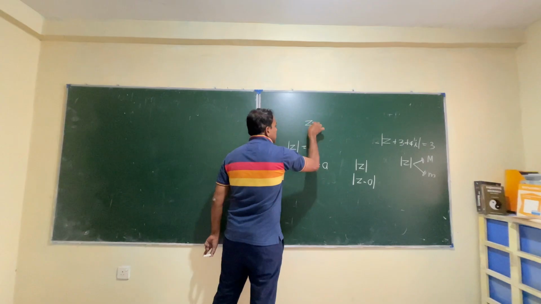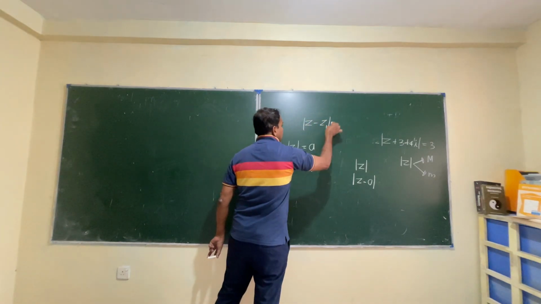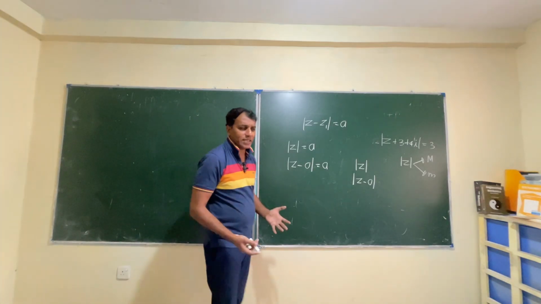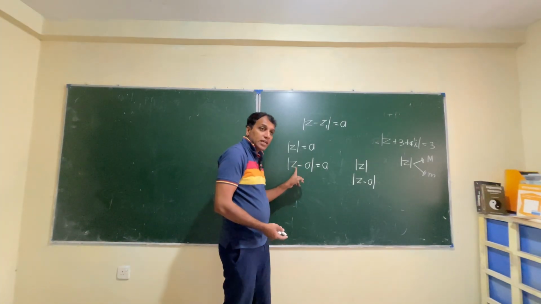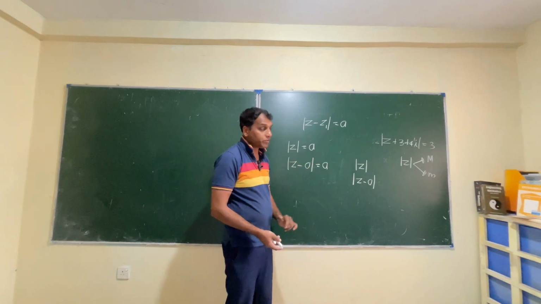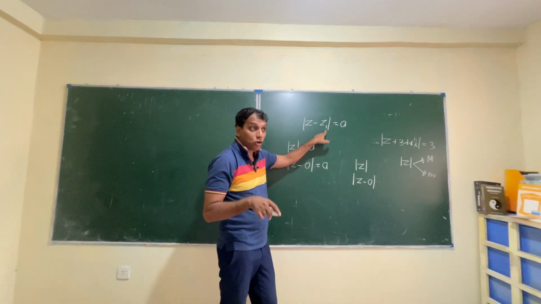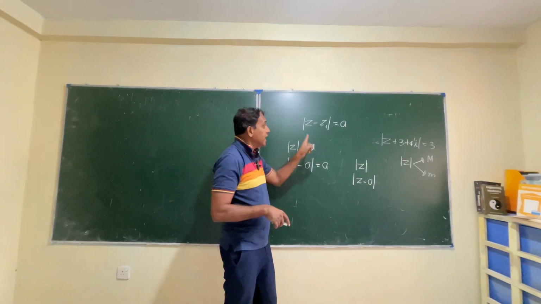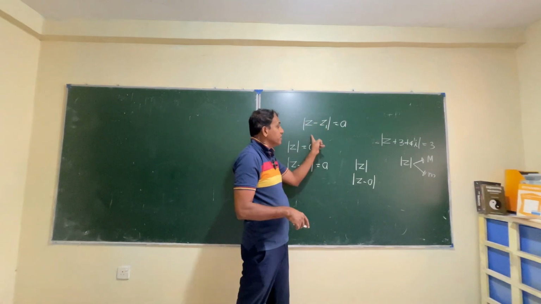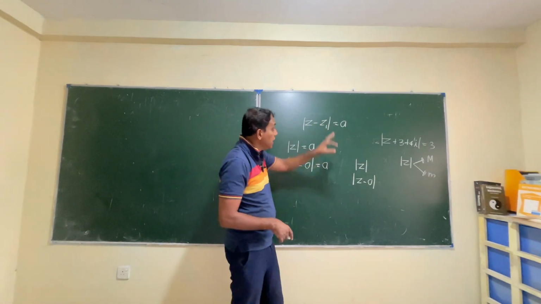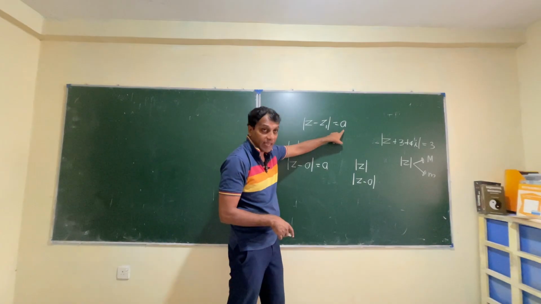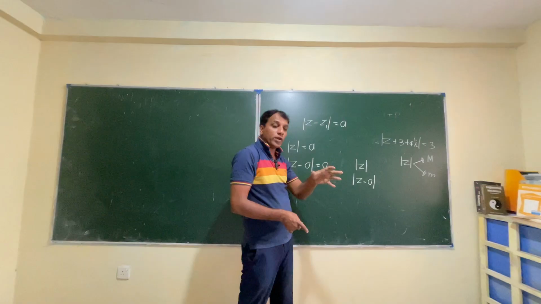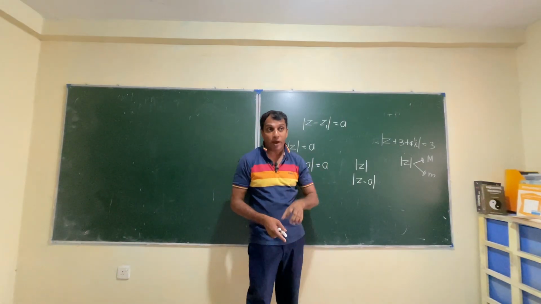Similarly, z minus z1 equals a. Okay, z minus z1 equals a. What is the locus? Here z1 is fixed, a constant, a fixed non-moving complex number, and z is moving. What is the locus of this pattern? Once again, a circle: z1 is the center, radius a. So the complex number moves on that Argand plane or Argand diagram, right?